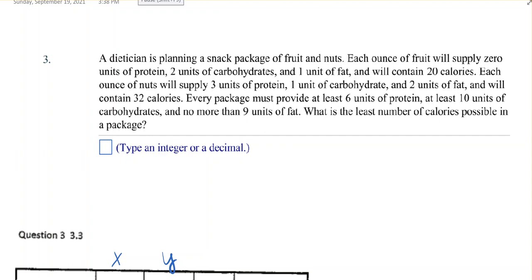This is section 3.3, number 3, and I wanted to do this whole problem using the organizational form and the chart that I created for you, and just go over how to use it. So this is about a dietitian planning a snack of fruit and nuts. Each ounce of fruit is going to have 0 protein, 2 carbs, and 1 unit of fat.